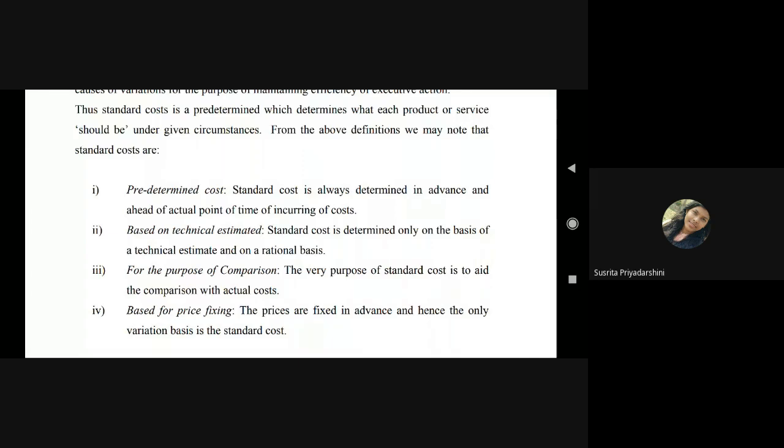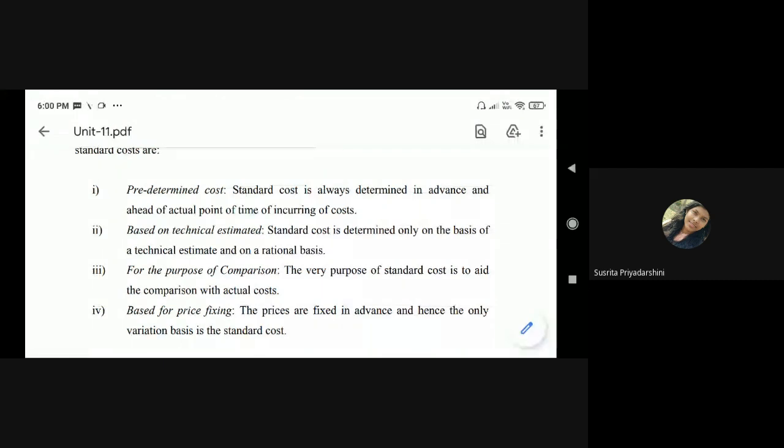Standard cost is determined only on the basis of the technical estimate and on a rational basis. Rational basis means we know which is correct, which is wrong, or how much will be the cost. A person who has no idea relating to that is not going to prepare that estimation. So here we are doing that rationally. The person who has the technical expertise is doing that.